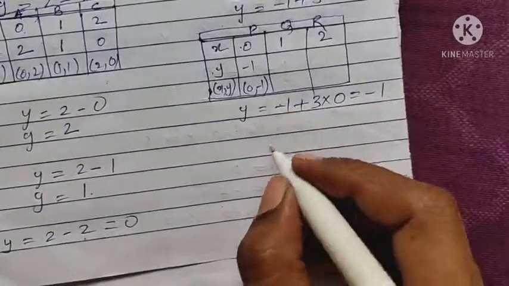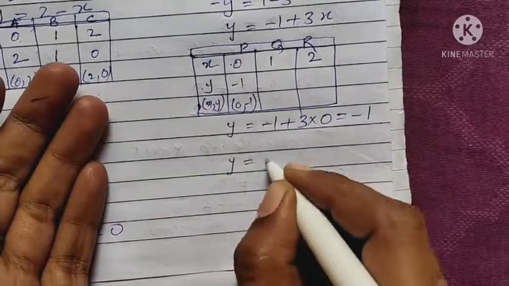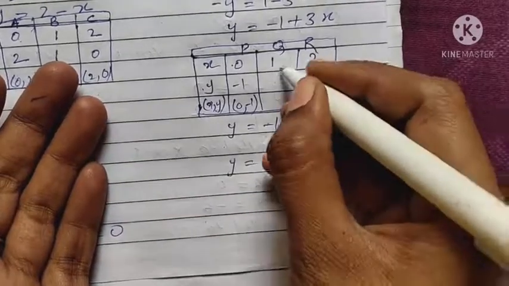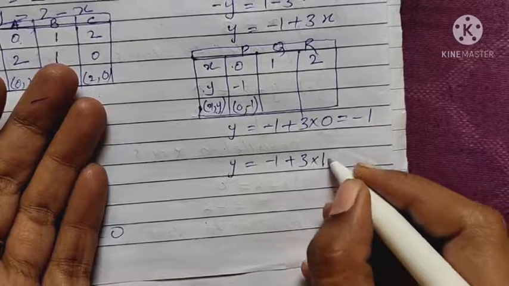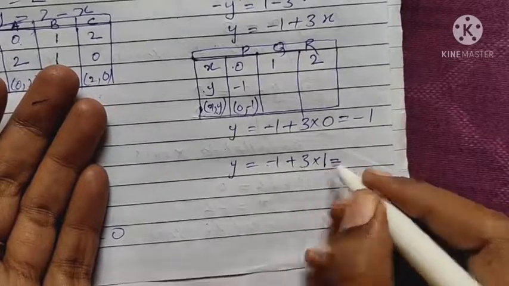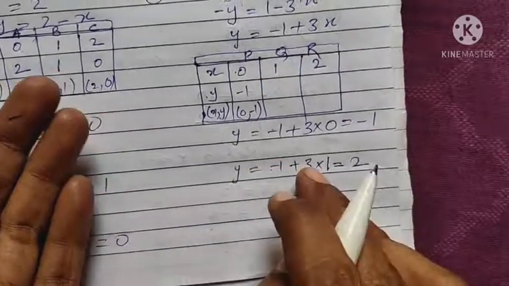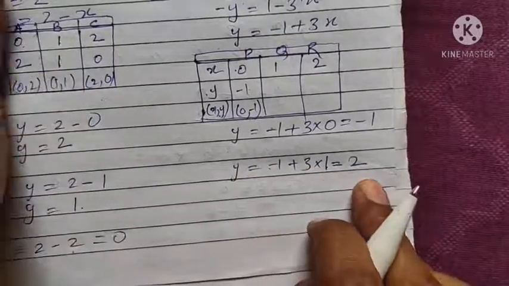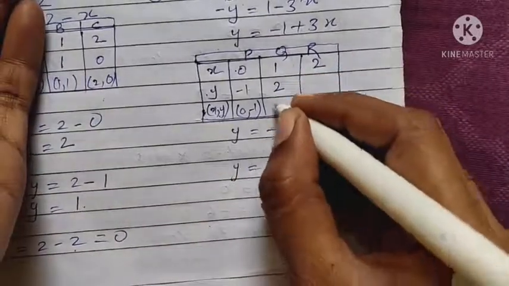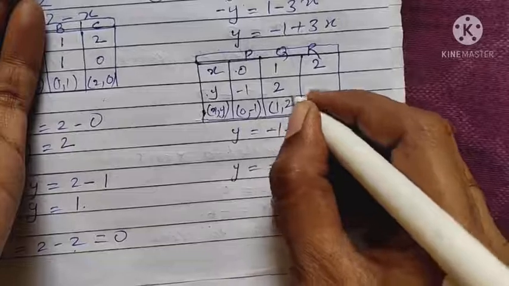Now the second, y is equal to minus 1 plus 3x. I am taking x as 1, then 3 ones are 3. So minus 1 plus 3 is 2. 3 minus 1 is 2. So you get 2. So your next coordinate is (1, 2).